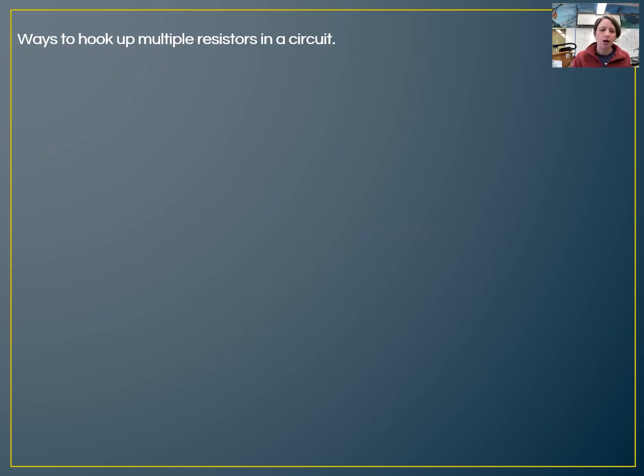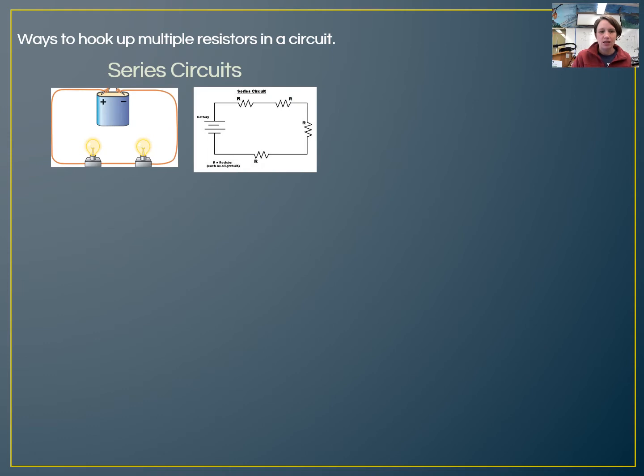So when we move to more complicated circuits, we're going to have more than one resistor in those circuits. There are fundamentally two different ways you can hook up multiple resistors. One of them is known as a series connection, and that works just the way a series of books or a series of movies would work, where the resistors come one after another. So in other words, the electrons leaving the battery have to go through those resistors in order before they can get back to the battery.